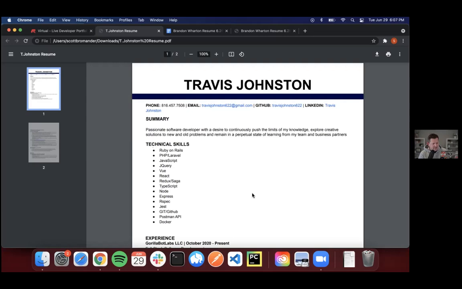One of the things I'd love to see is taking this list and maybe 3-columning it. The other thing is that it's really easy to fall into the trap of doing the NASCAR logo soup on your resume. And this is a really difficult thing for hiring managers to suss out. Okay, you got Ruby on Rails, you got PHP Laravel, you got JavaScript, jQuery, Vue, React, Redux Saga, TypeScript, Node, Express, RSpec, Jest, Git, Postman, and Docker. So the question I have to ask myself as a hiring manager is, which is your primary? What are you the best at?